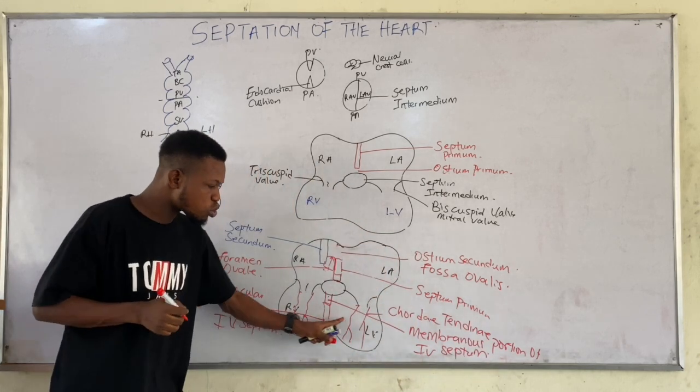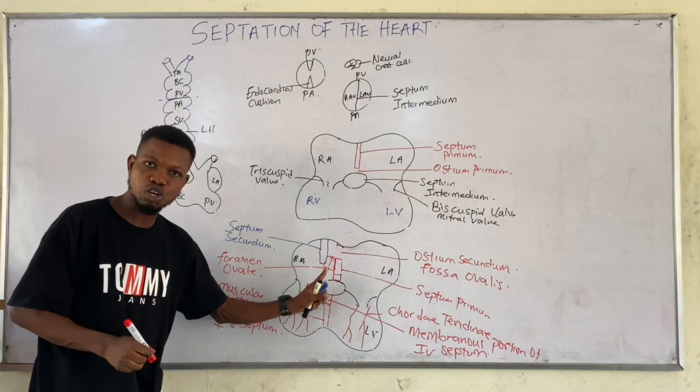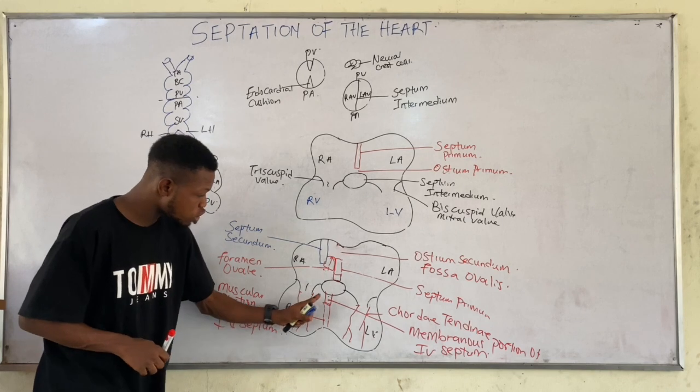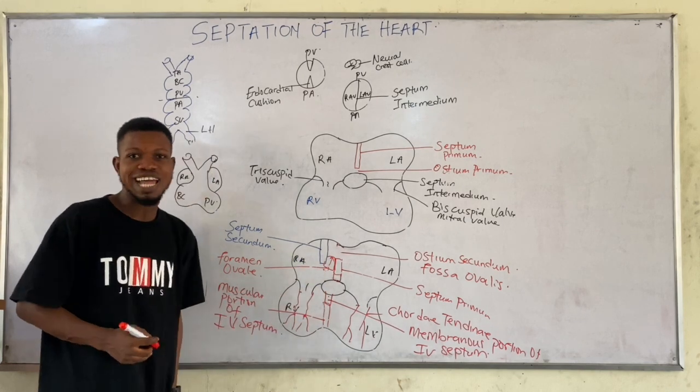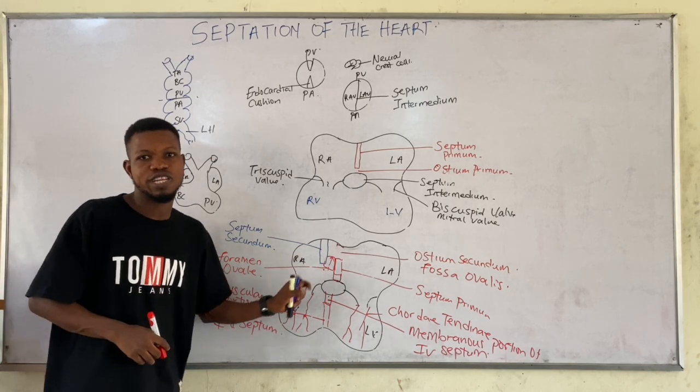So the ventricles of the heart, we have formed septation between it by the what? Membranous portion and the muscular portion. So the membranous portion and the muscular portion come together to form the what? Interventricular septum. So that is all about septation of the heart.